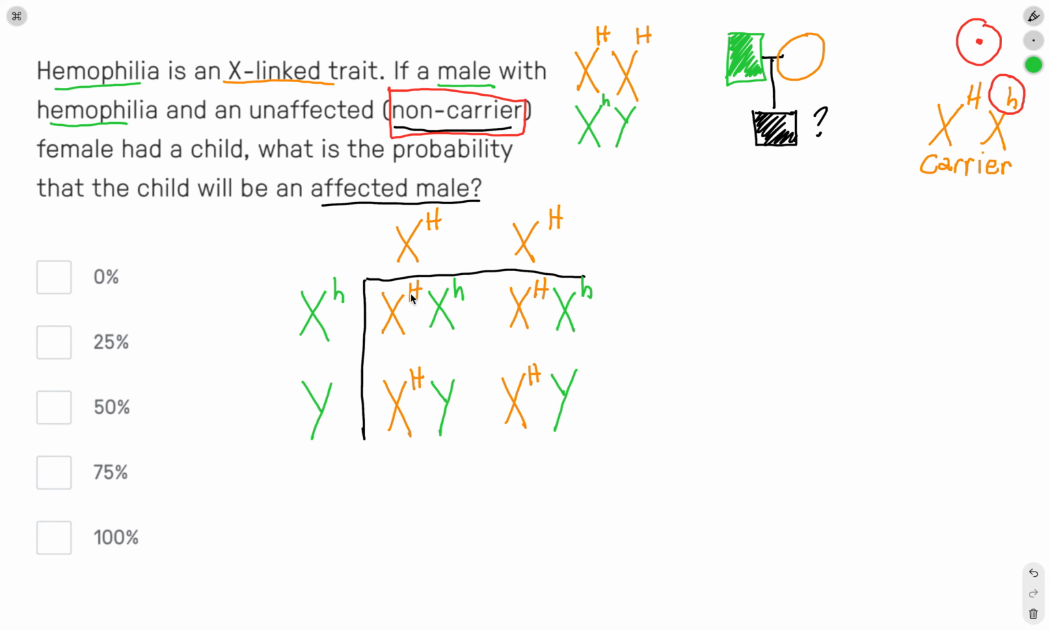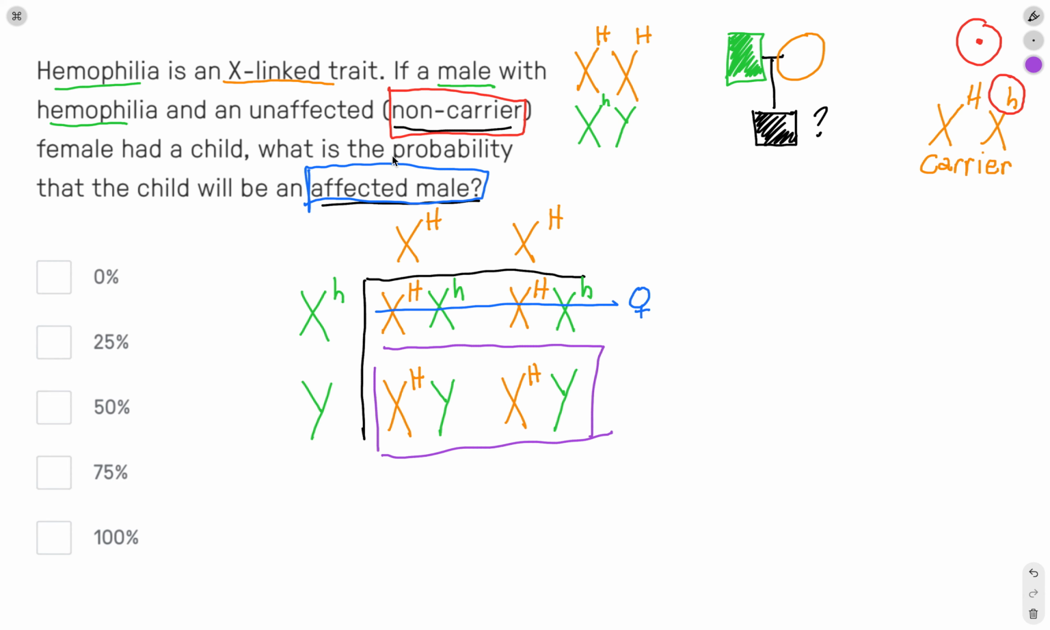So again, we are looking for affected males. That means for this question, we are not looking at these two here. Why is that? Because XX is female. These possibilities are for females, and we are not looking for females, we're looking for males. So here we have the two males, the two possibilities that can come out of this pregnancy here.